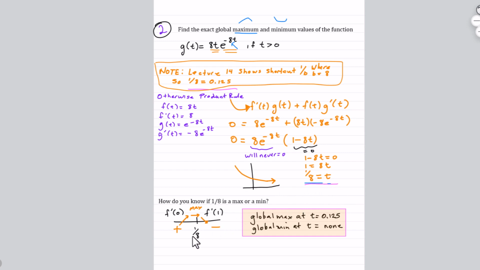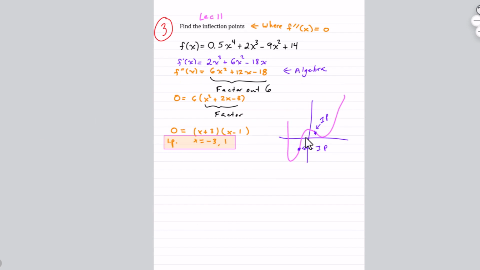And how do I know if it's a max or a min? I plug values to the left and the right. You would not be wrong by using the product rule, but you would be wasting your time, hence, on a test. All right, question 3, inflection points.